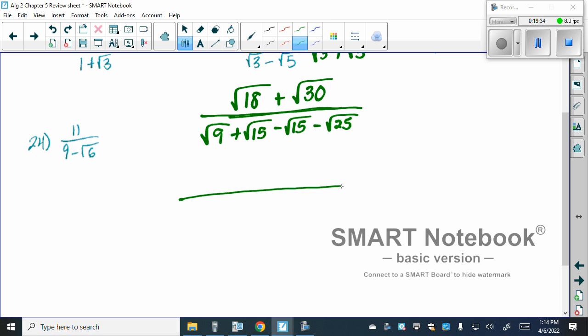Now looking at this here, well, square root of 15 minus square root of 15 is going to be 0. Square root of 9 is 3. And square root of 25 is 5. So multiplying by the conjugate eliminated all the square roots out of the denominator, and that's what we wanted. We wanted a fraction with no square roots or no radicals in the bottom of the fraction.